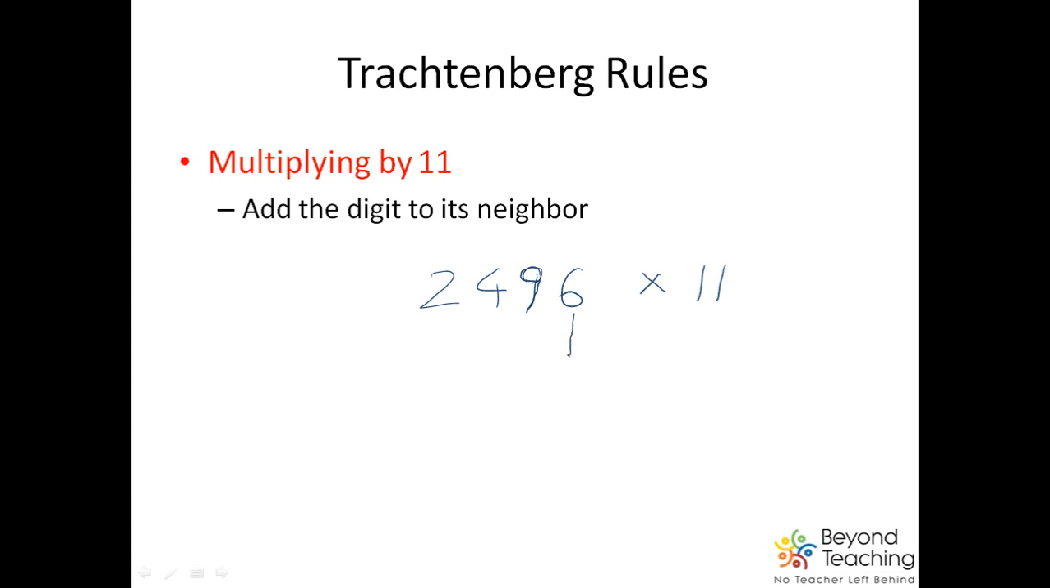So you know that 6 has to be brought down as it is because there's no neighbor. So 6 comes down as it is. Now 9 has a neighbor that is 6. So 9 plus 6 is 15. And I get a 5 here and carry over 1. Then I get 4, which has a neighbor 9. So 4 plus 9 is 13. Don't forget to add this 1 carry. So 13 plus 1, 14.